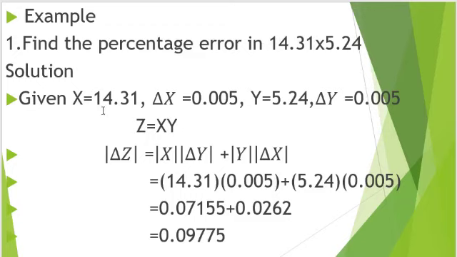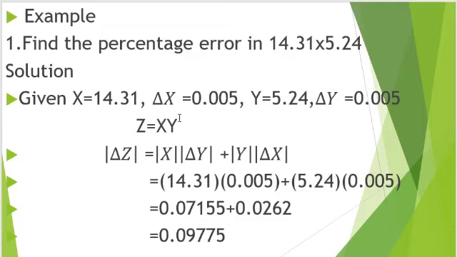Now, if our x is 14.31, change in x will be, you just count the digits after the decimal point: 1, 2. Those are the digits you're supposed to have after the decimal point. 0 point, you write those 2 zeros, then 5. Then here, y is 5.24. Change in y will be 0.005.